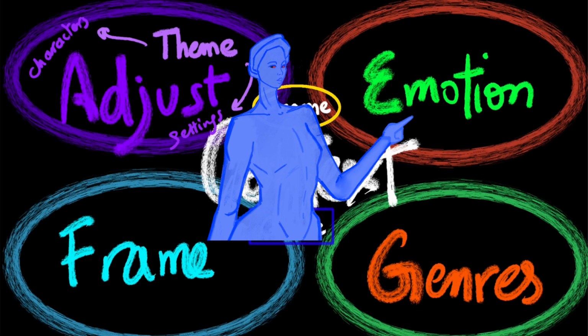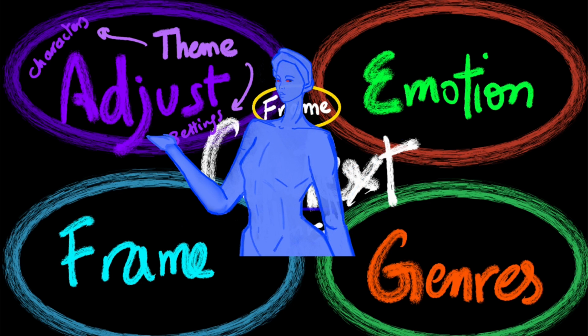First, you target the emotion you want to provide. Then, you pick the corresponding genre. You frame your genre, and then you adjust your frame according to your 4 themes. Your themes will be displayed through characters, settings, and environments.